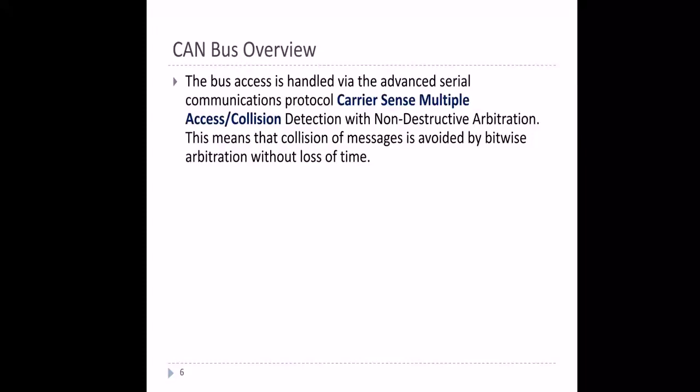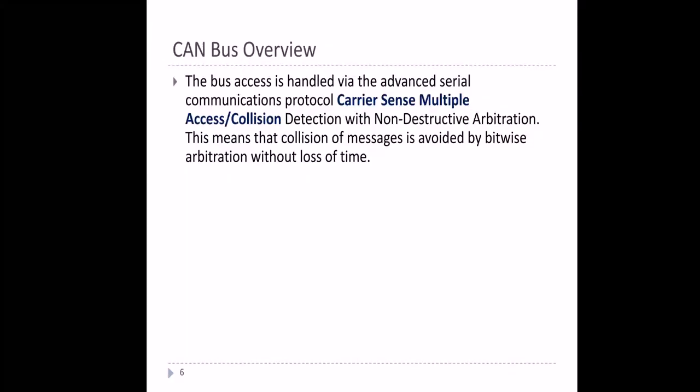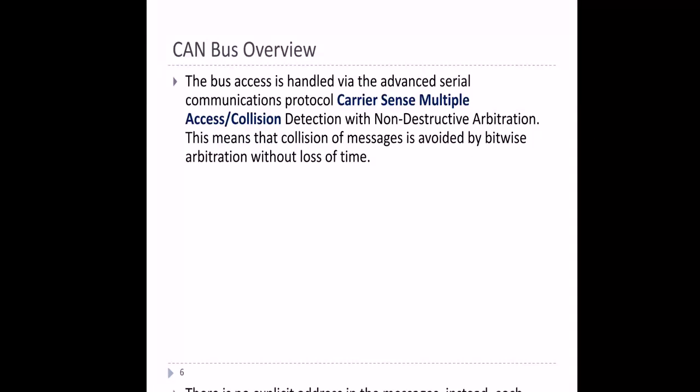The bus access is handled via an advanced serial communication protocol, that is carrier sense multiple access with collision detection and non-destructive arbitration. Arbitration we'll see later, and this is a CSMA/CD concept. This means the collision of the message is avoided by bitwise arbitration without loss of time. In conventional protocols at that time there was loss of time and loss of data, a huge disadvantage, which is compensated by the CAN protocol.